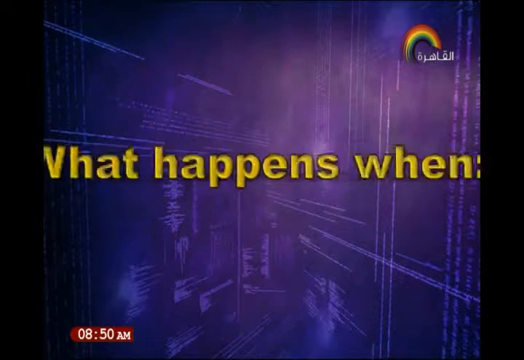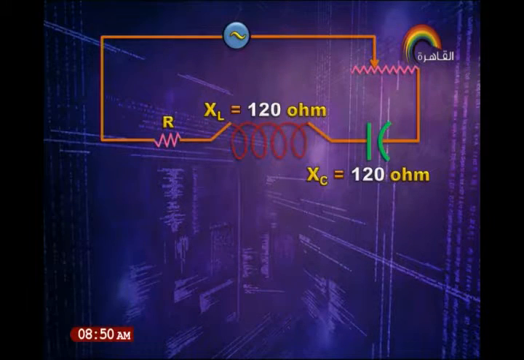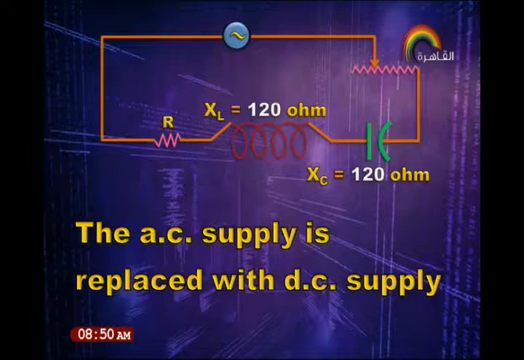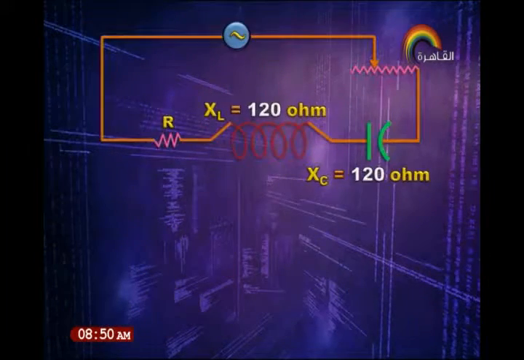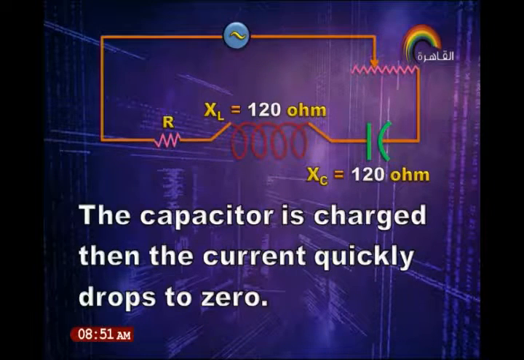What happens if the AC supply is replaced with a DC supply? If the AC supply is replaced with a DC supply, the capacitor will get charged, okay? And quickly the current drops to 0. So the answer is the capacitor is charged, then the current quickly drops to 0.